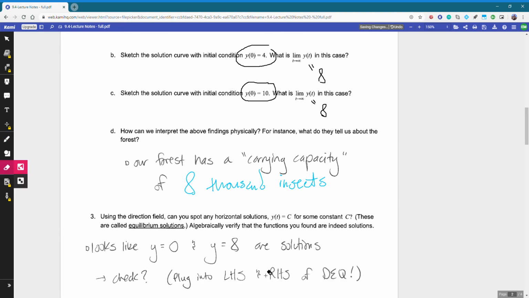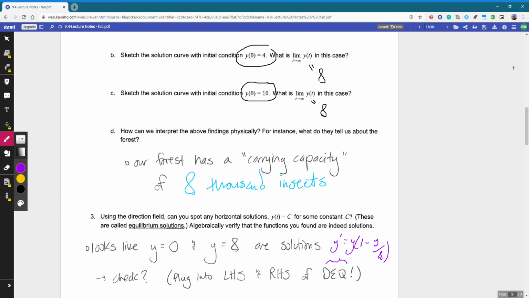If you said plug them into our differential equation, you are absolutely right. All right, this is how we check to see if these solve our differential equation. Our differential equation is just an equation, and so we just need to plug our functions into the left-hand side and right-hand side of this differential equation and make sure that things match up. All right, so here's our differential equation.